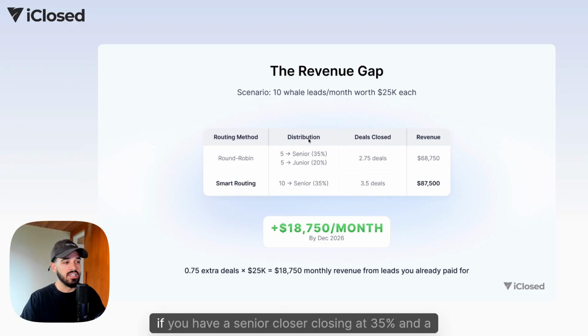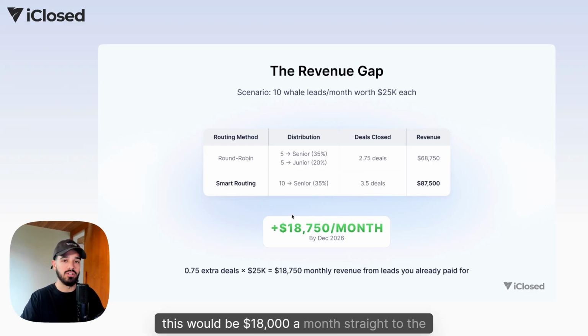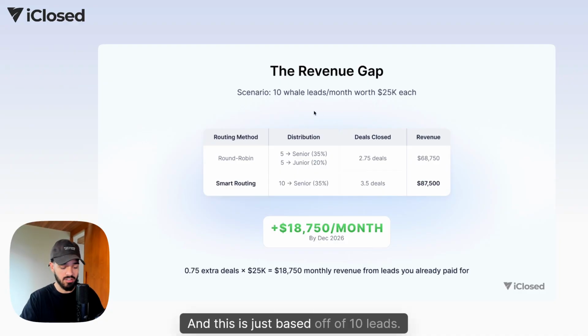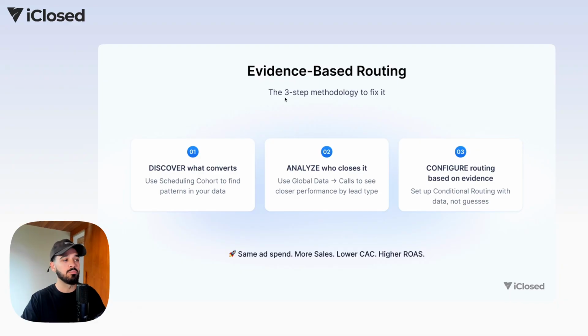So as I said, if you have a senior closer closing at 35% and a junior closer closing at 20%, if let's just say you have 10 whale leads a month worth 25K each, this gap here is worth $18,000 a month. And just to reiterate, this would be $18,000 a month straight to the bottom line, simply just by routing your leads effectively. Okay. And this is just based off of 10 leads. So I want to show you guys how to set up evidence-based routing.